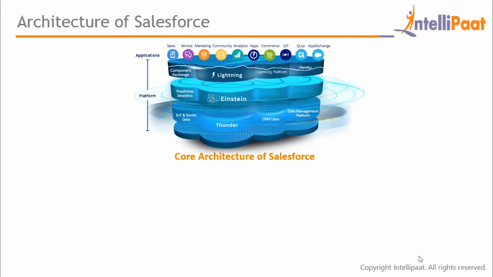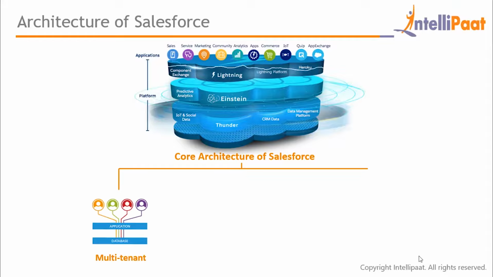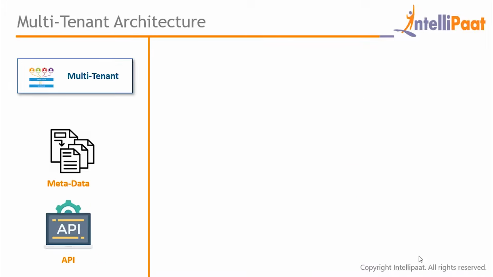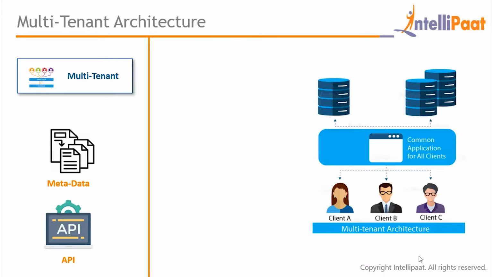Think about Salesforce architecture as a series of layers sitting on top of each other. The core architecture of Salesforce has been put into the following layers for better understanding: multi-tenant, metadata, and API. Let's talk about these three separately. First, we'll talk about the multi-tenant architecture. As you can see from the image, it has a common application which is shared among multiple clients.